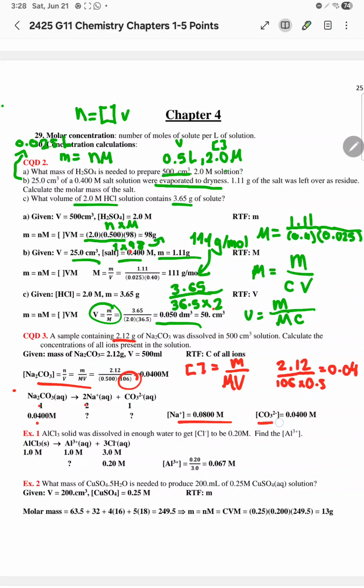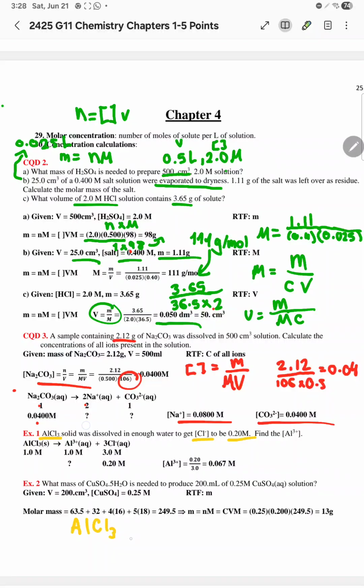And CO3 is gonna have 0.04. Now let's move on to the example. AlCl3 was a solid dissolved in enough water to get Cl minus to be 0.2. Find Al3 plus.